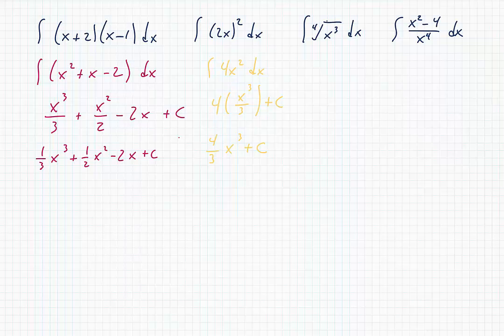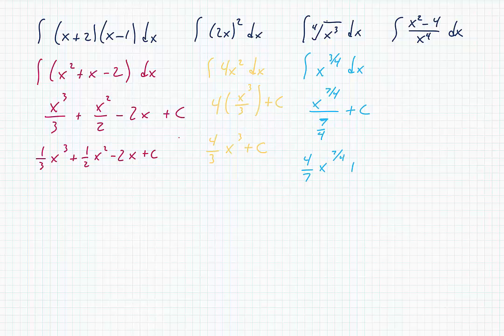Our third example just simply requires converting a radical expression into rational exponent notation. So we can think of this as the antiderivative of x to the 3/4 power dx. If we increase that exponent by 1, we'll end up with x to the 7/4. We're going to divide that by 7/4. That is, of course, plus c. And we'll end up with 4/7 x to the 7/4 plus c when we do that.